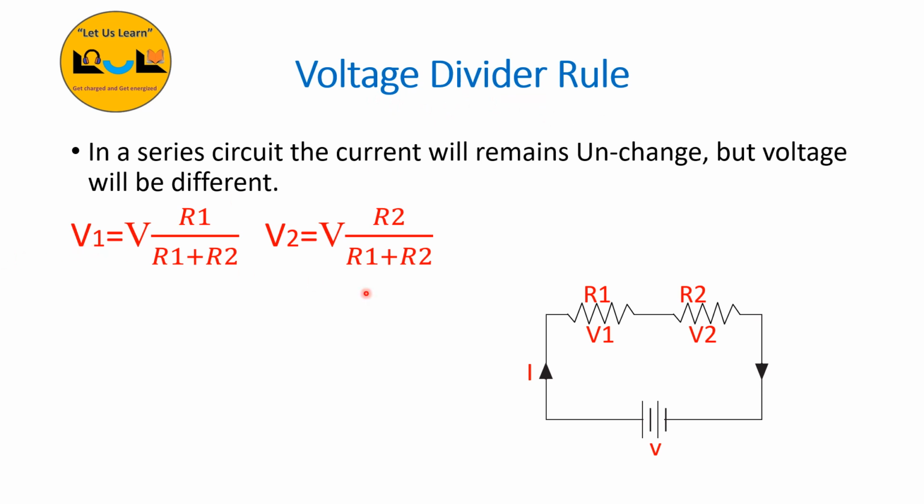So V1 is equal to V. V is the total voltage, and V1 is the voltage across R1. I am supposed to find V1, so for V1, I take the R1 resistor. V1 is equal to V into R1, the same resistor, divided by the total resistance. Similarly, V2 is equal to the total voltage into R2 divided by R1 plus R2.